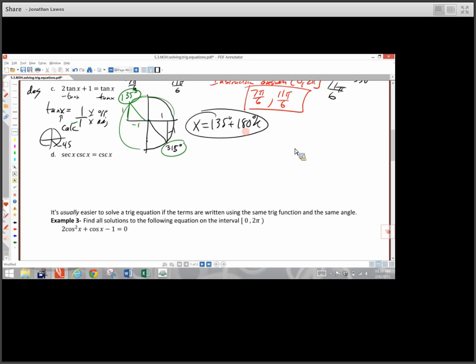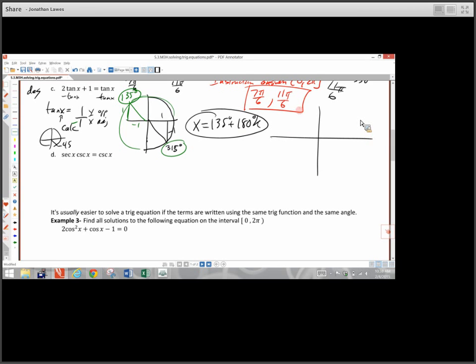Why would tangent have 180K on it while sine and cosine have 360K on it? Josh? Well, I got 2 things. One of them is when you graph it, its period is pi. Yep. That's exactly what it has to do with.